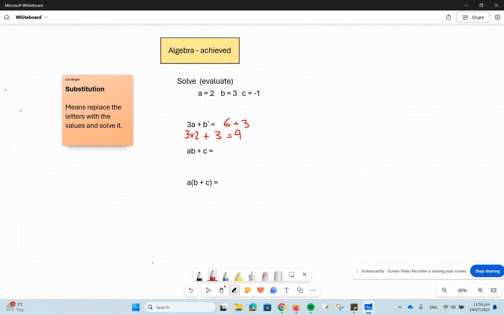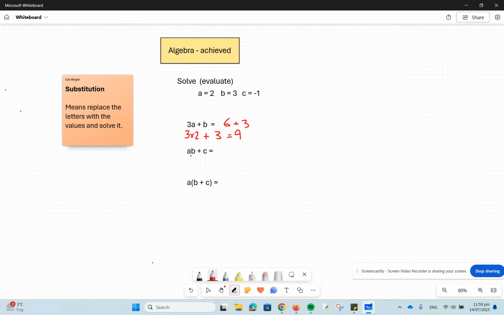You're not just simplifying it. So they won't say simplify or anything. They just say solve it or evaluate it or get an answer. So there we go. A becomes 2, so 2 times 3. How do I know it's 2 times 3 and not 3 plus 2? Because when it's right next to each other like that, that means it's times.